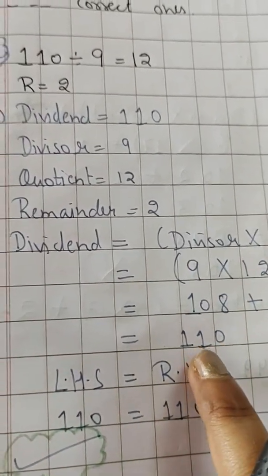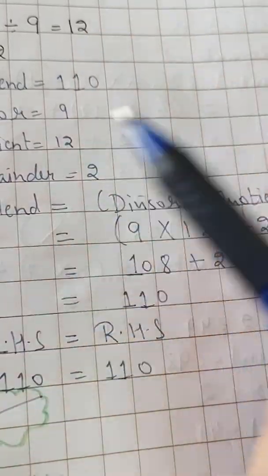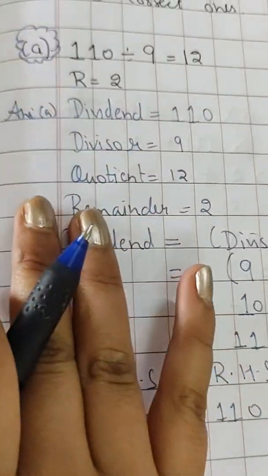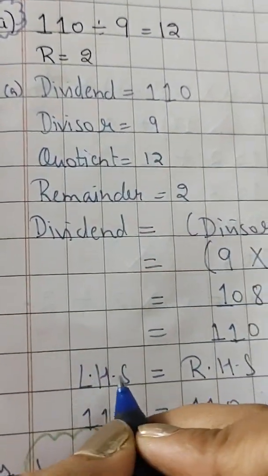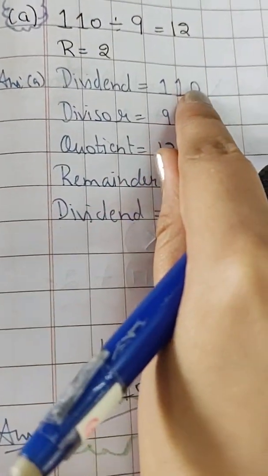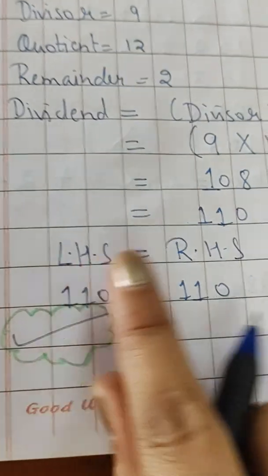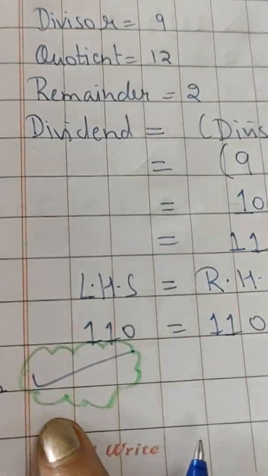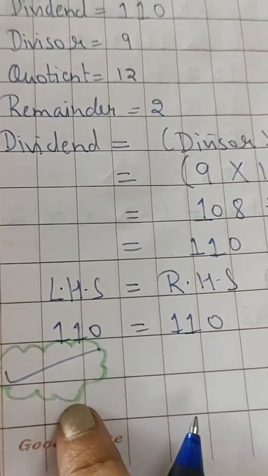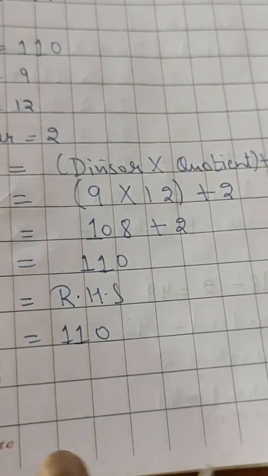110. As you can see, this one is RHS, meaning right hand side, and this one is LHS. LHS is the dividend. Dividend is equal to 110. 110 is equal to 110. It means LHS is equal to RHS, and the answer will be correct. This answer is correct here. I hope that you will be able to understand this very well.